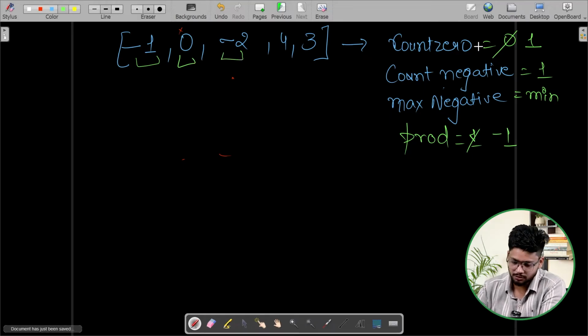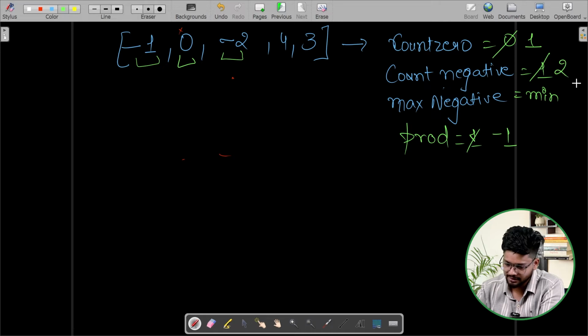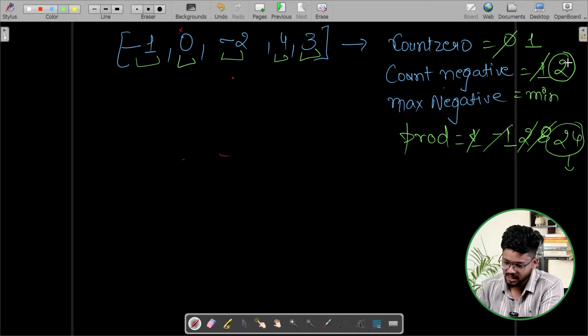Now we have a -2. So firstly we will increase the count of negatives, that's 1, and -1 into 2 is going to be -2. Now we have a 4. We will directly multiply it with the product. 4 into 2 is going to be 8, and 8 into 3 is 24. Then our answer is going to be 24, because we have seen that if the count of negative numbers is even, it is not going to affect our answer. So we will push the answer as it is.